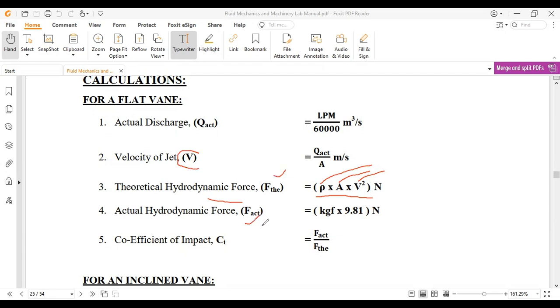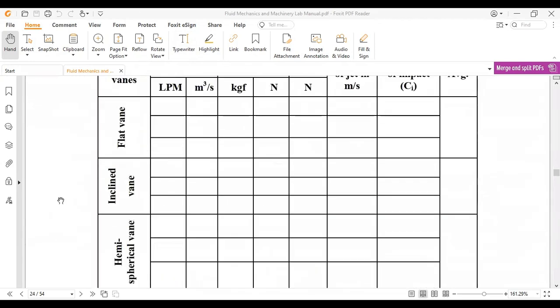The actual value I already mentioned should be noted down from the scale. Multiply by 9.81 and you get the Newton. Then the coefficient of impact is force actual divided by force theoretical. If you do this, you get the coefficient of impact, CI. So this is the calculation for the flat vane.